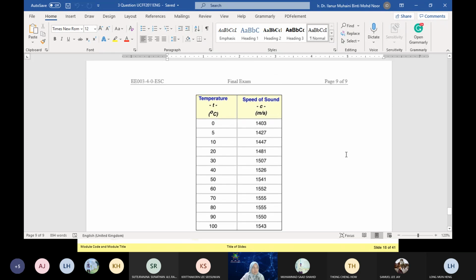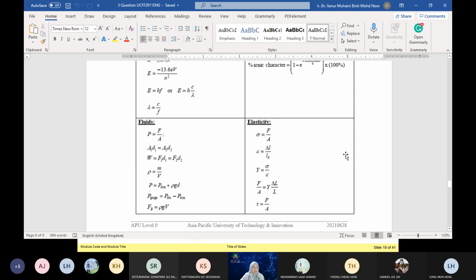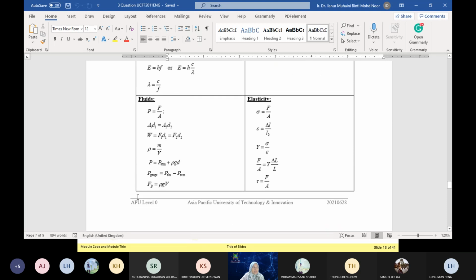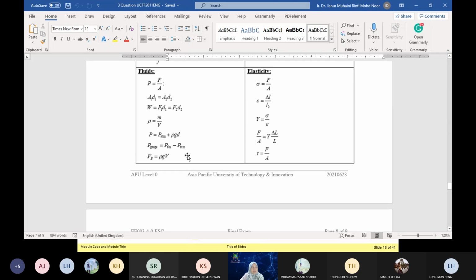This one is the table for speed of sound. Okay, it depends on the paper, whether the paper has it or not. For example, for our fluid principle, chapter 3, the formulas provided: P equal to F over A, A D equal to A D, F equal to F D, rho equal to M over V, and now we are under P equal to P ATM plus rho GD. So the lists are according to chapter also. Under fluid, there is some more at the back here.